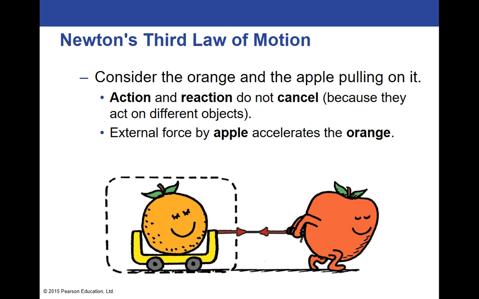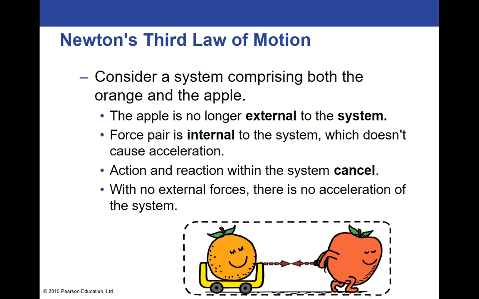Now we consider what's causing that force. Apparently this force on the orange cart is applied by an apple. Here the action and reaction forces don't cancel because they act on two different objects. The external force by the apple accelerates the orange on its cart. Now we consider the system to be both objects. So we draw a dotted line around both the apple and the orange. The apple is no longer external to the system, it's inside of the dotted line.